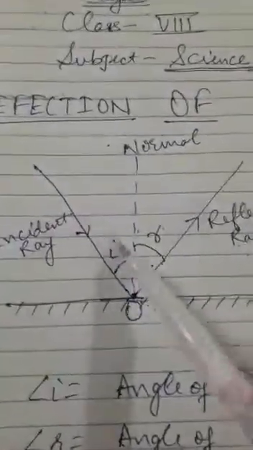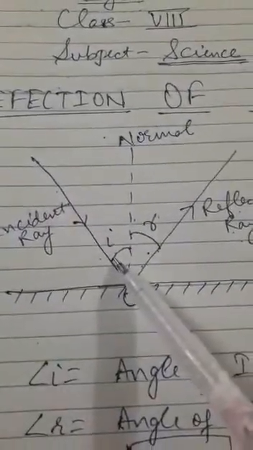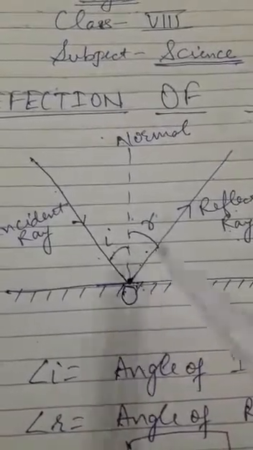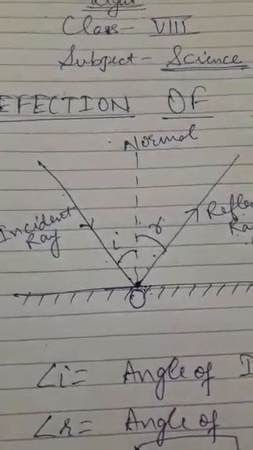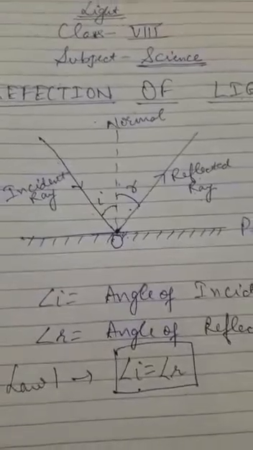Next there is an activity in which we have to verify the first law of reflection, that is, the angle of incidence is always equal to the angle of reflection. This we have to verify: suppose the incident ray strikes a mirror at 30 degrees, then the reflected ray must be at 30 degrees. This we will prove. Is it clear?